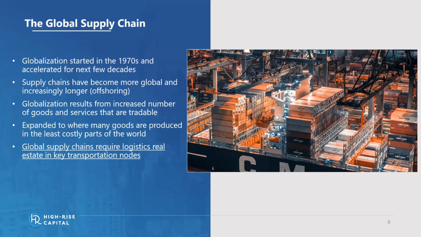Globalization, which originated in the 1970s and accelerated for several decades thereafter, has made supply chains more global and therefore increasingly longer. You may have heard of the term offshoring, which refers to how a lot of goods and services are manufactured abroad, offshore from the United States in our case. Globalization results from the increased number of goods and services that become tradable between various countries. It's expanded to the point where goods are produced in the least costly parts of the world. Global supply chains require logistics real estate, especially in key transportation nodes, to be successful.